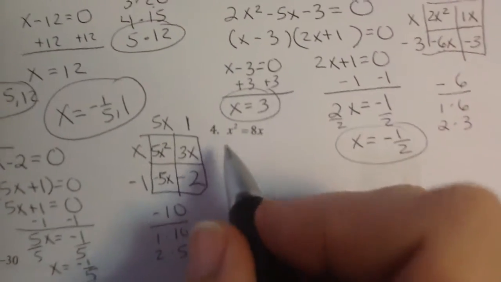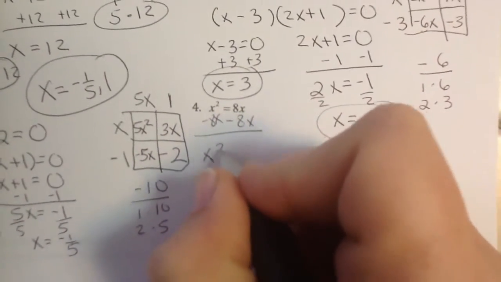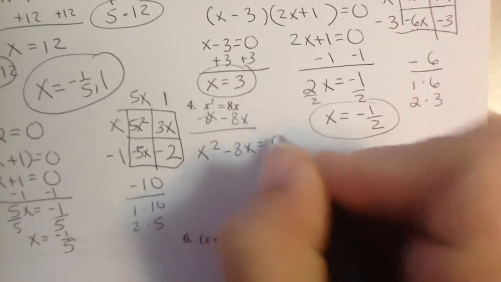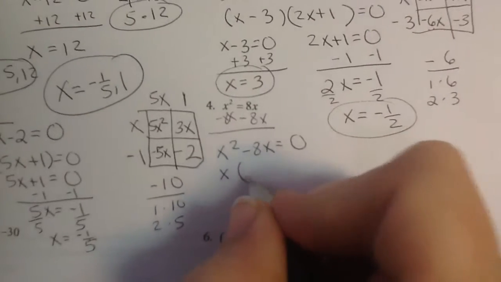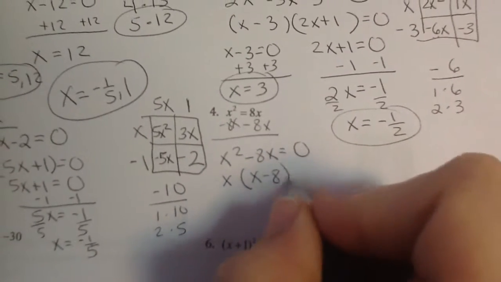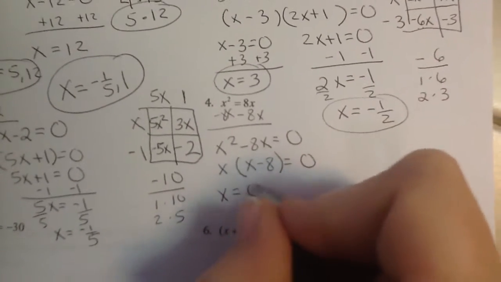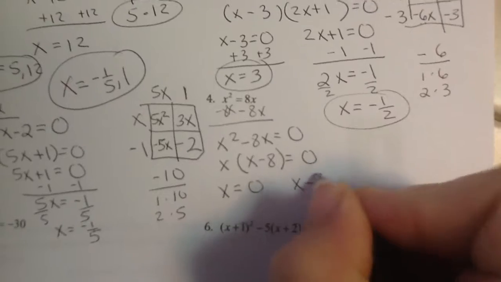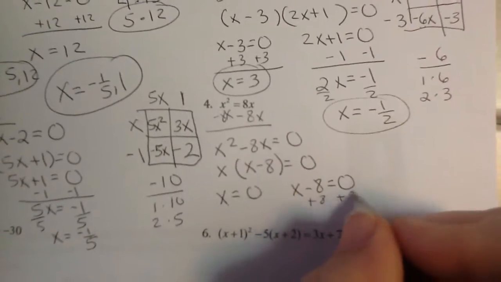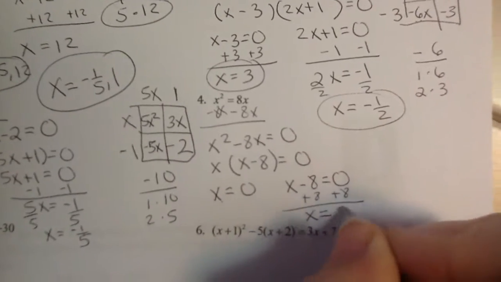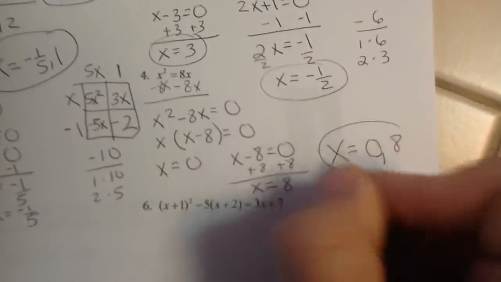Okay, step 1 is to set it to 0, so I need to subtract 8x on both sides. X squared minus 8x now equals 0. I have x's on both sides, so I can GCF an x out. Step 3, set each to 0, so x equals 0, and x minus 8 equals 0. Well, this one's already solved. Add 8 to both sides here, and my solution is x either equals 0 or 8.